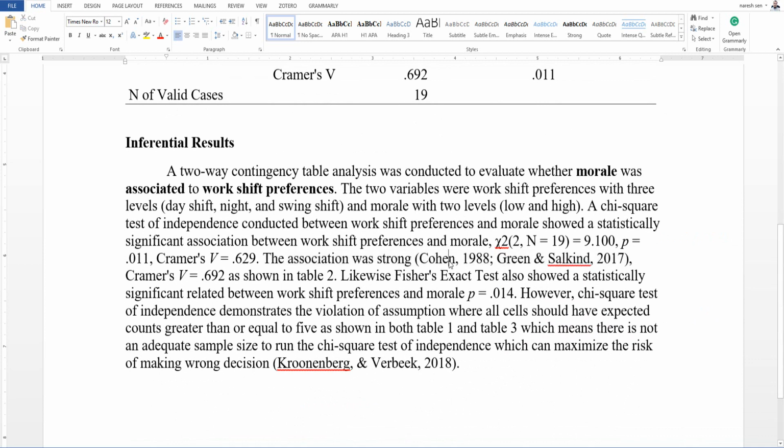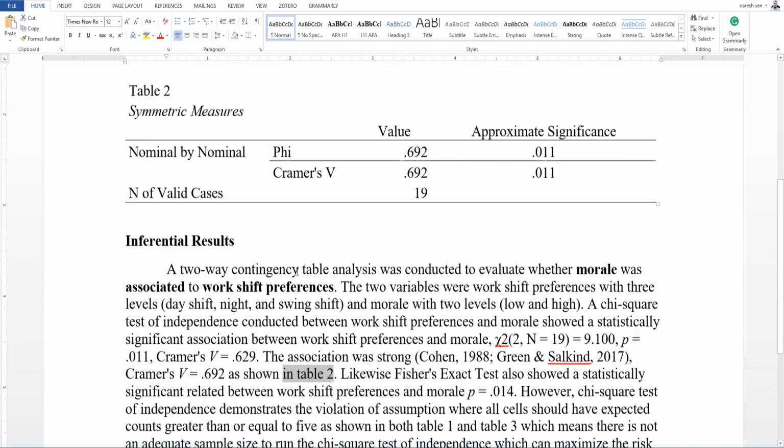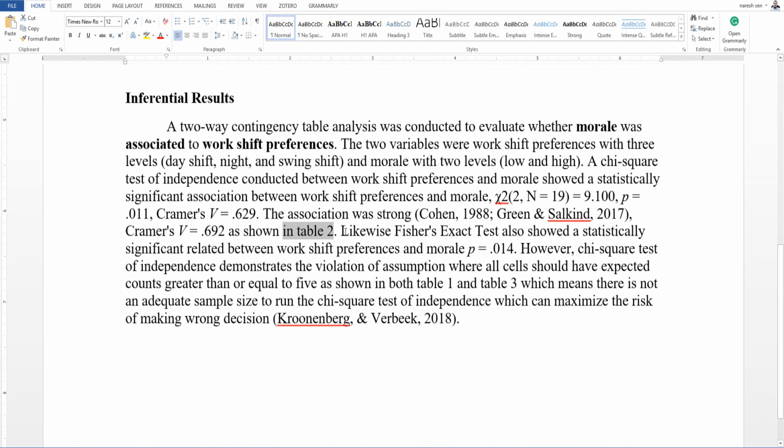It is available both in the Cohen and Green book. The association was strong where the Cramer's V was 0.962 as shown in table 2. This is what we have mentioned here.